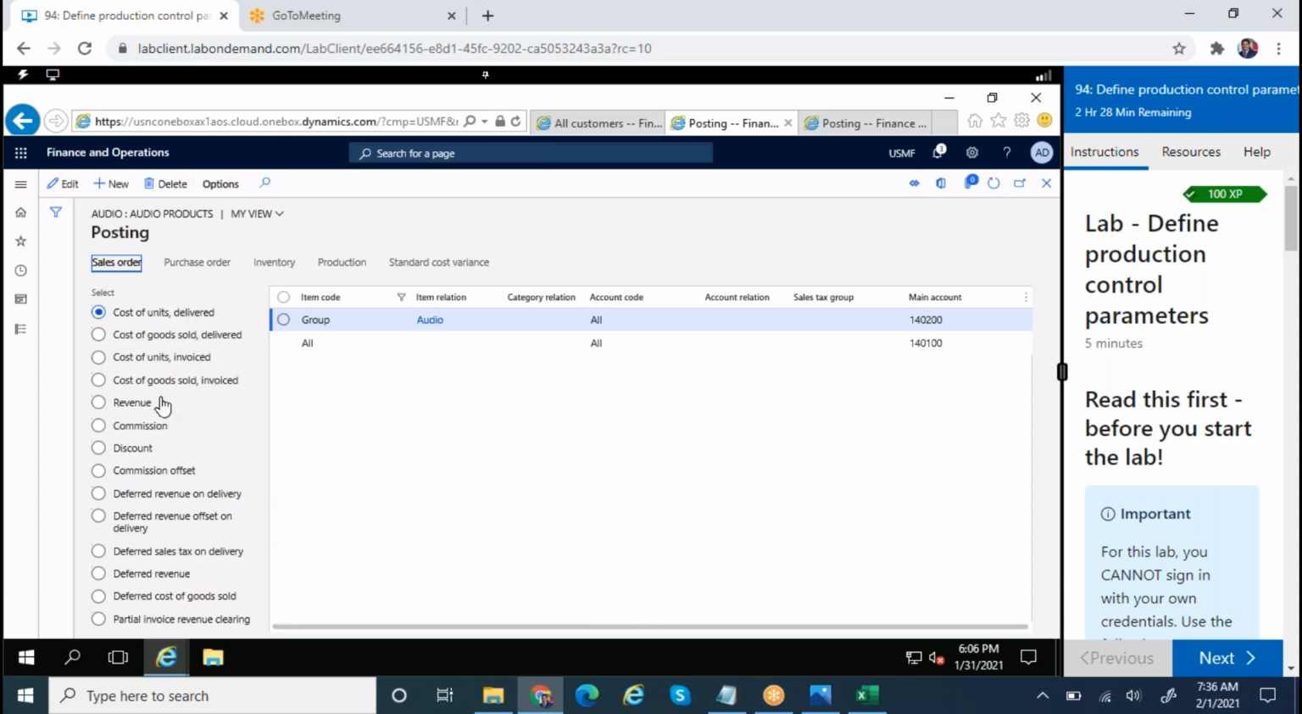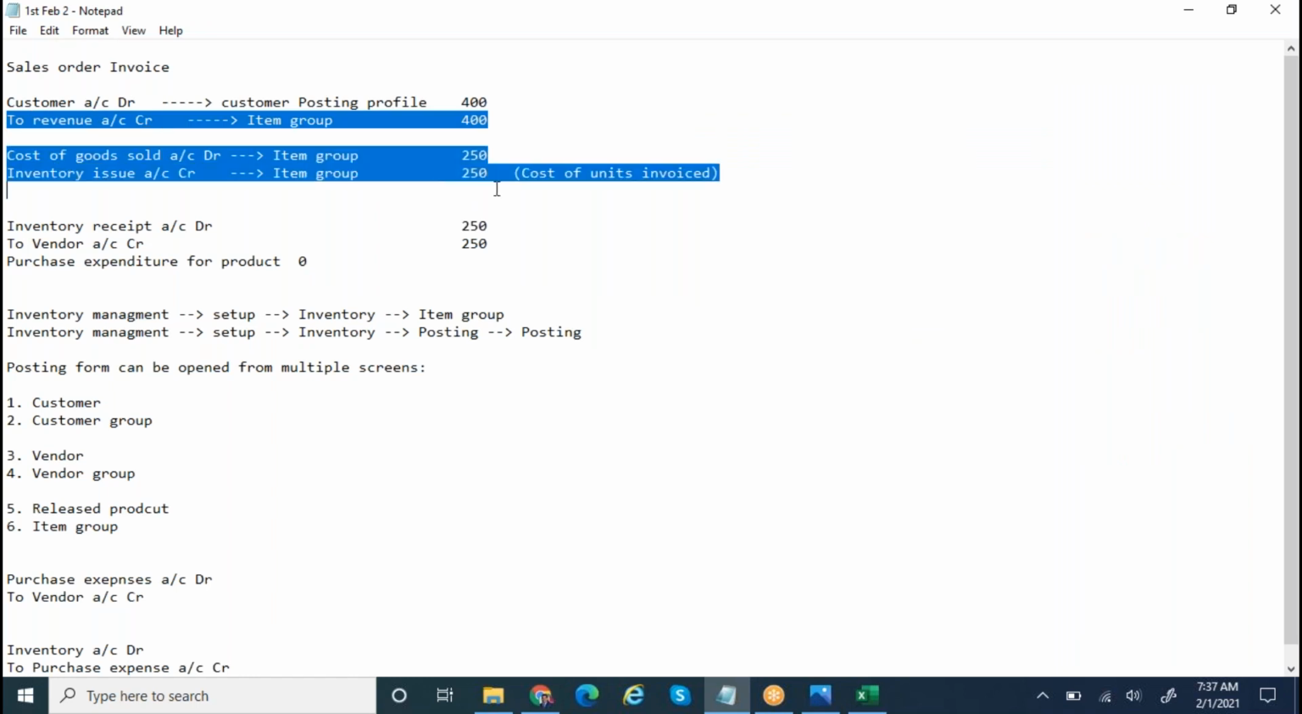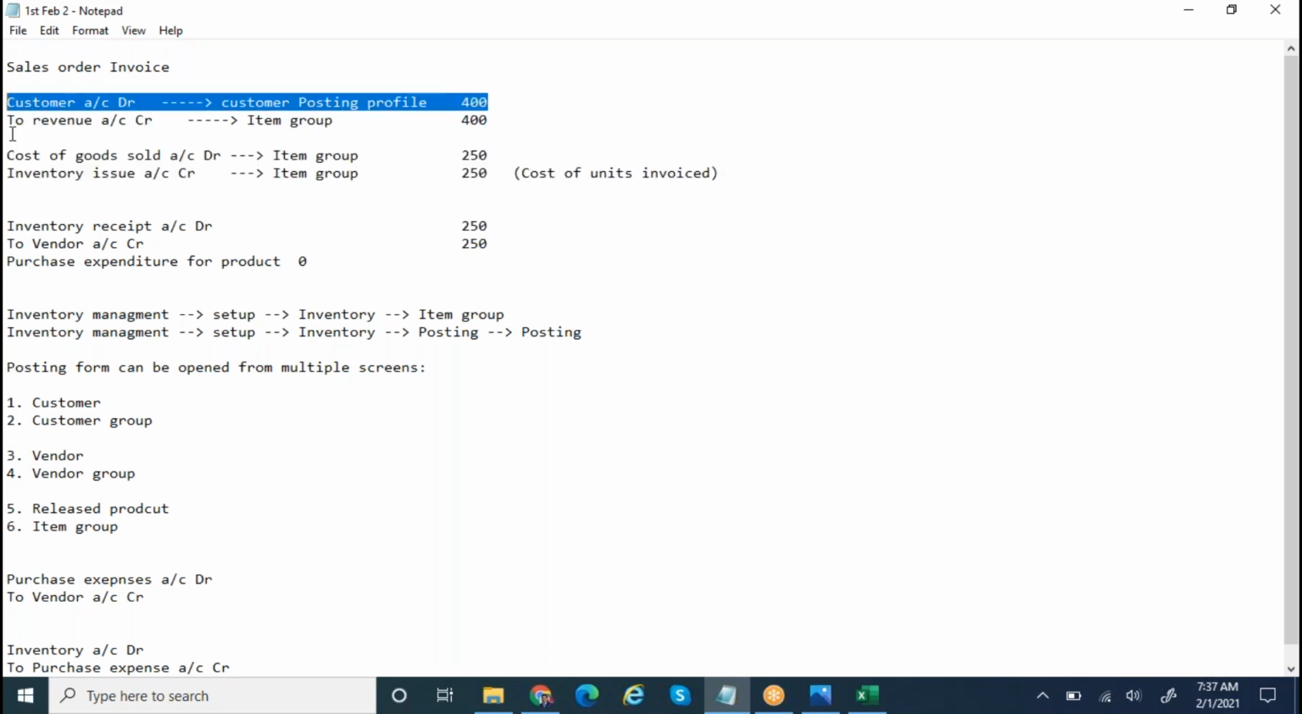Here we are mapping related to item. That means these three you are picking from the posting profile. This is from the customer posting profile. Okay. Good. Customer summary account and vendor summary account. Exactly, you're right. Yes.